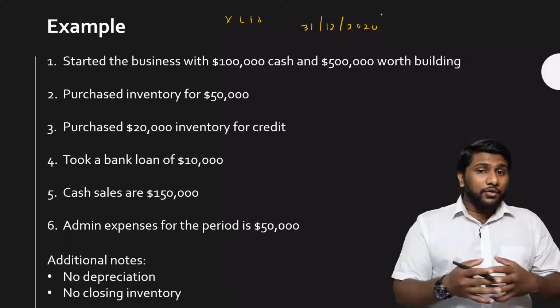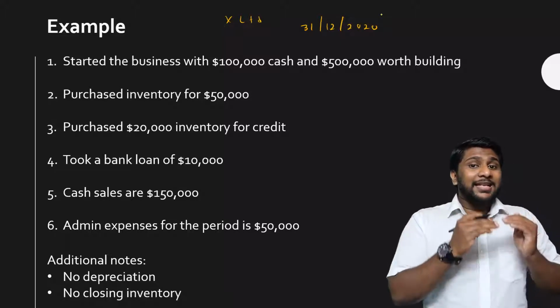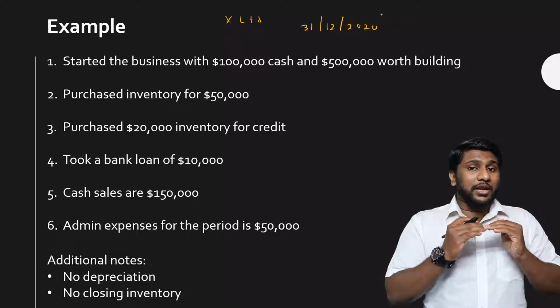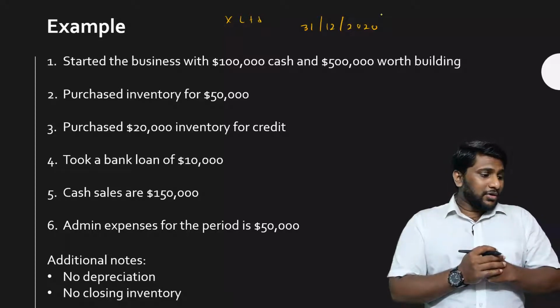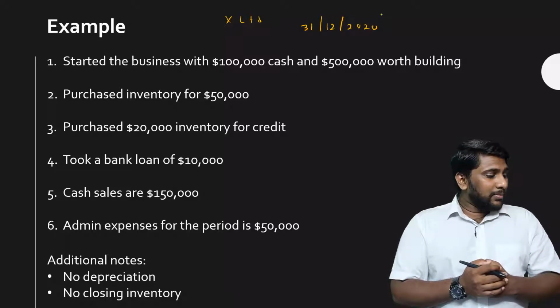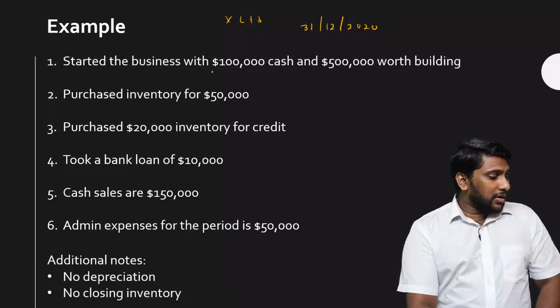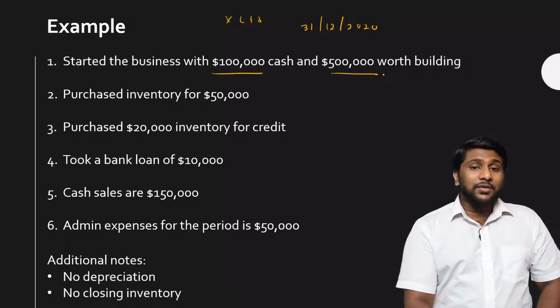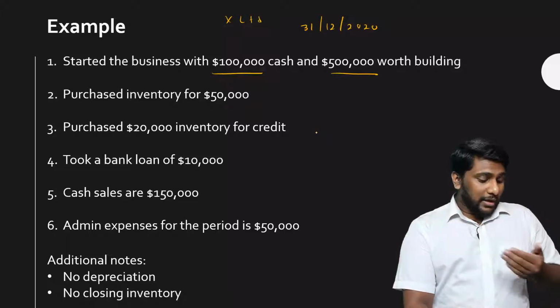What you have to do is take the balances of all your ledger accounts as at 31st December 2020. Then you have to prepare your trial balance. So let's go through each and every transaction. They started the business with $100,000 cash and a $500,000 building. So the investor or the owner, how much is he investing? He is investing 100,000 in cash.